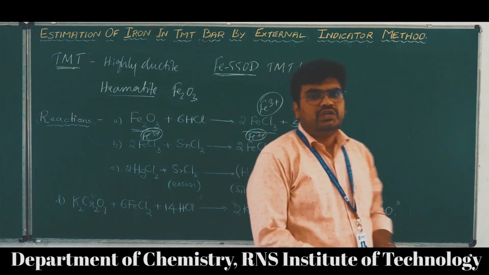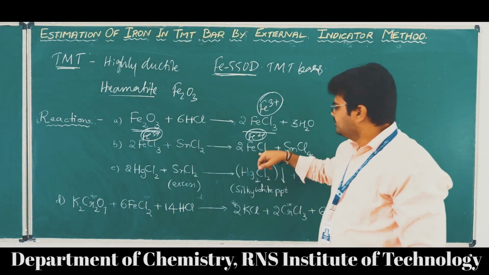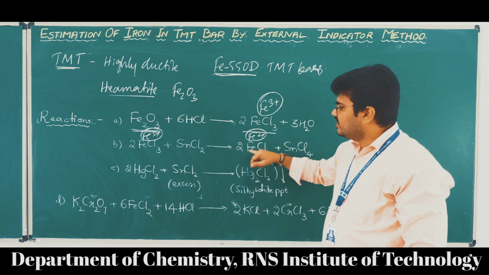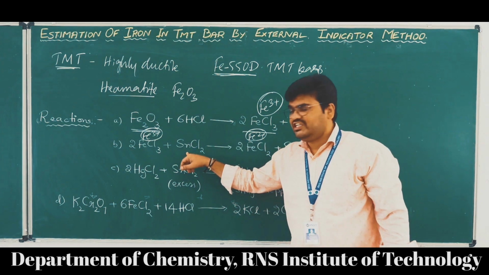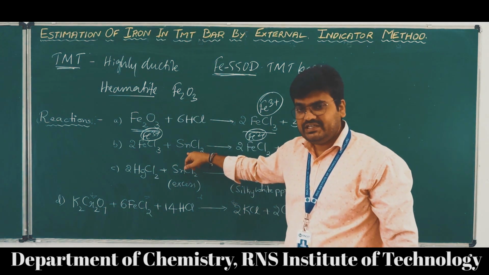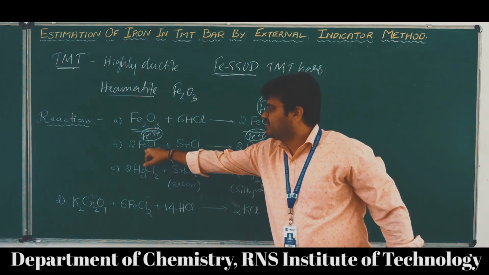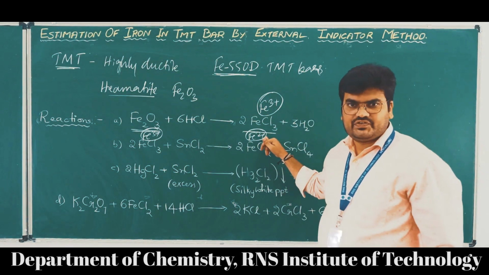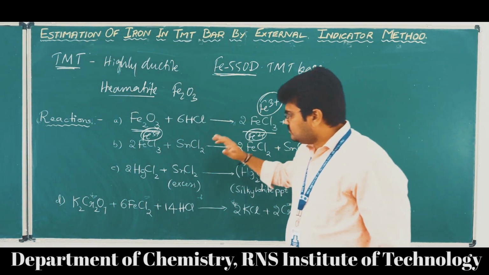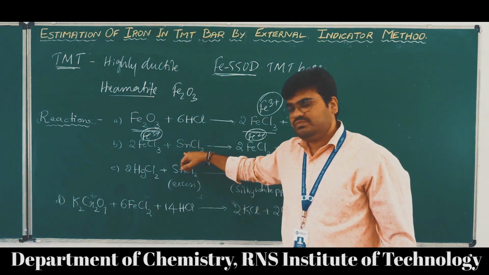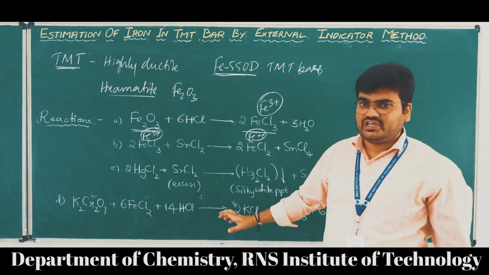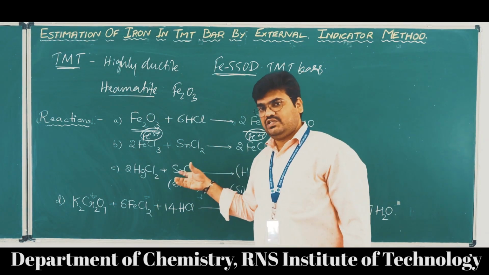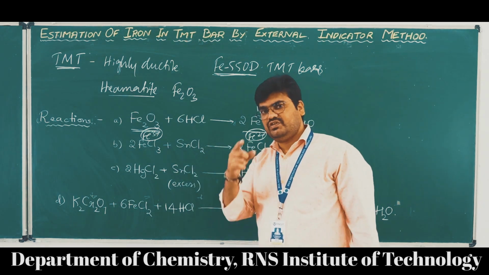After this step, we add 2 more drops of stannous chloride in order to ensure complete reduction, so that no ferric ion is left in the solution. Everything should be converted into ferrous. As we have added a little excess of stannous chloride, it should be destroyed. It should not be there in the solution. I will explain the reason when giving the demo.